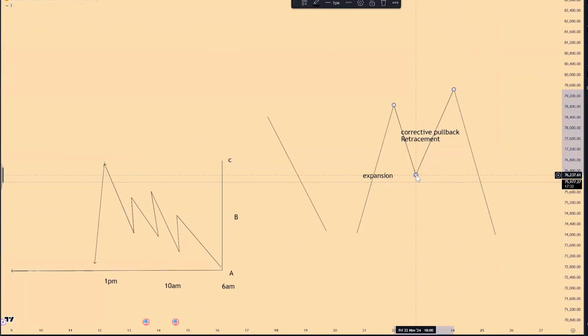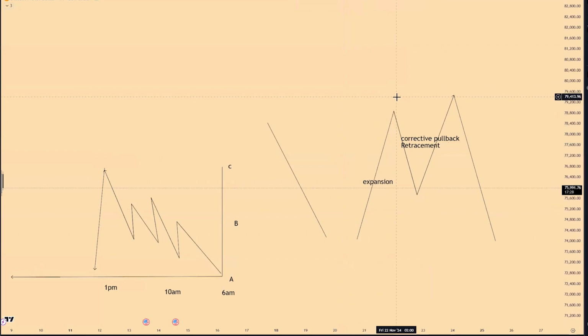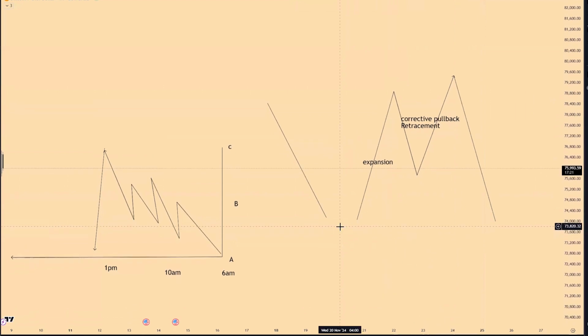A corrective pullback or retracement is just within the first expansion, while a reversal goes as far as going to the ending of that expansion. That is what we call a reversal. We have this as a reversal, and we understand that price is reversing backward.